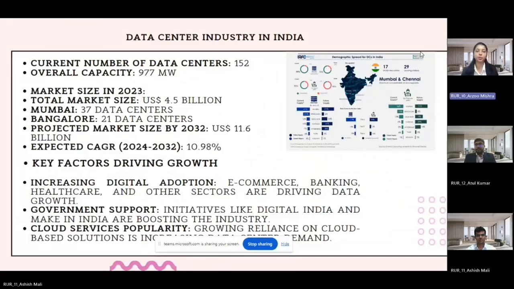Now, I, Arzu Mishra, will walk you through the data center industry in India. Currently, we have 152 data centers across India, but the distribution is not even, as 37 data centers are in Mumbai itself and 21 in Bengaluru, around 50 in Maharashtra itself. The expected CAGR from 24 to 32 is 10.98%. The key factors driving the growth of data centers are increasing digital adoption, government support, as the government is highly taking initiatives towards it, and cloud services popularity.